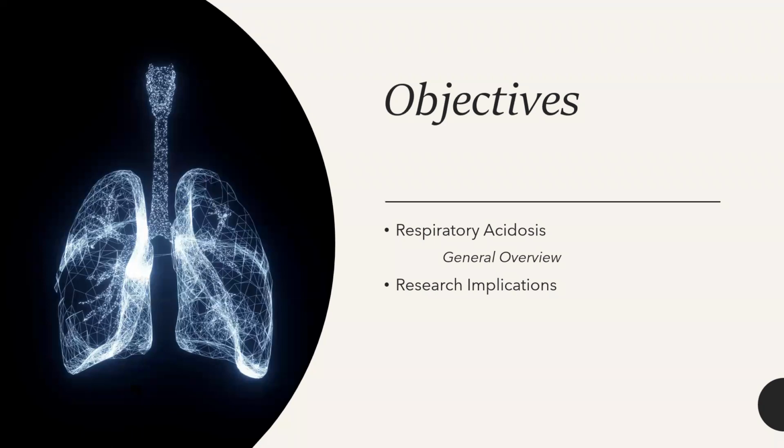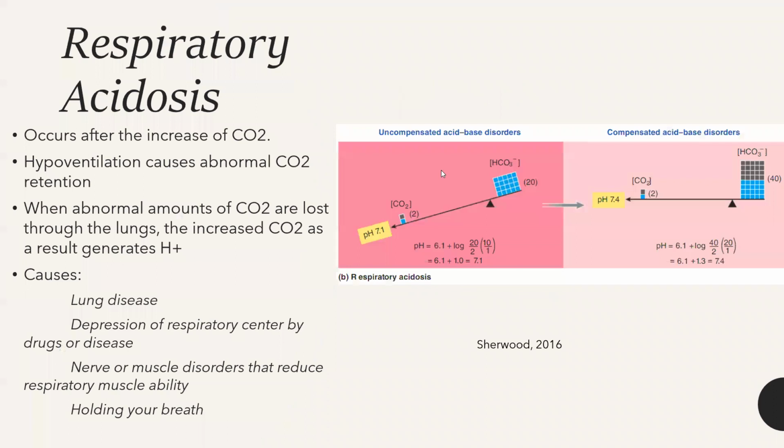So first, in this mini presentation, we will be going over respiratory acidosis, specifically what it is, what causes it, and then going into compensation for it. And then at the end, we will look at some research implications for respiratory acidosis. So going into this first, on this image, we have uncompensated and compensated respiratory acidosis.